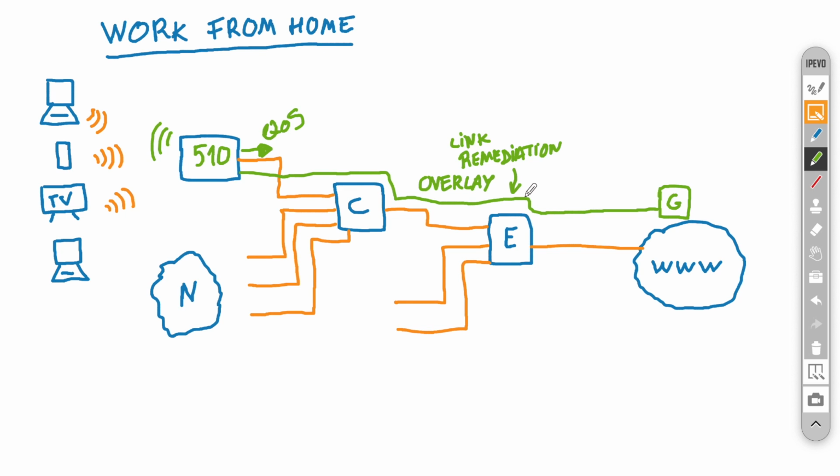Last but not least, broadband is prone to failure. So it's always good to have that extra peace of mind. And this is where the 510 comes with an LTE version that will actually allow you to insert a SIM card in it and use a secondary circuit here in order to carry data.